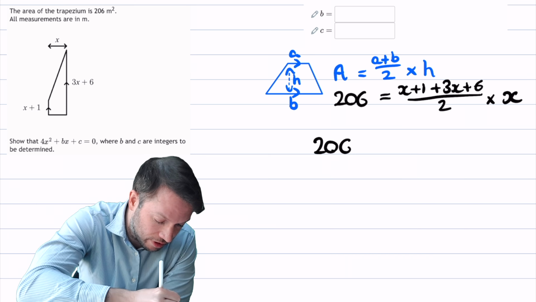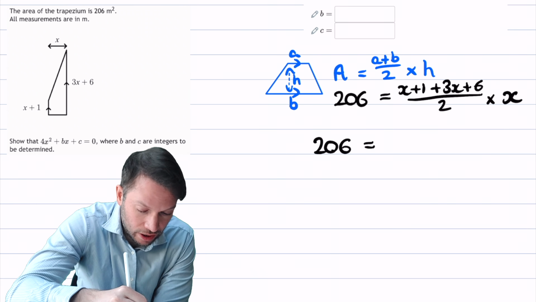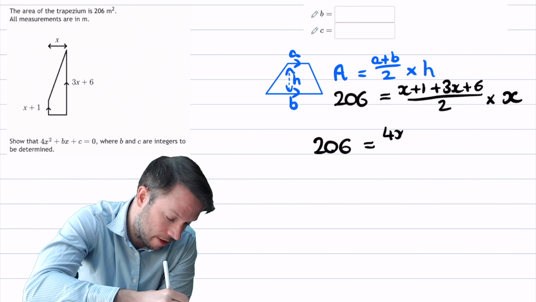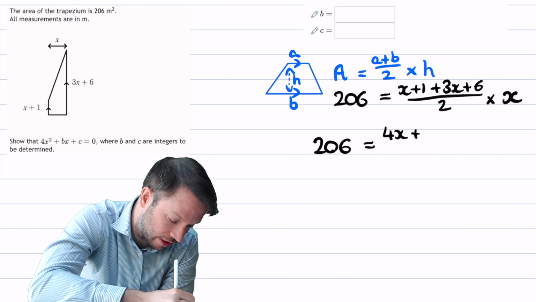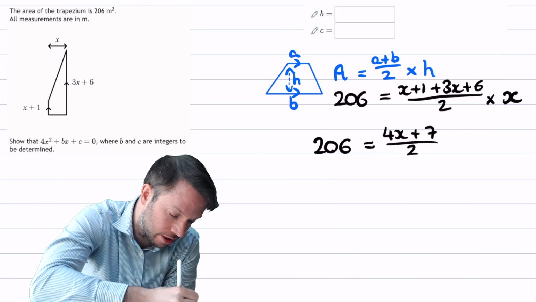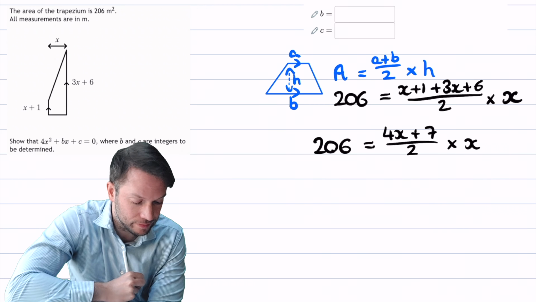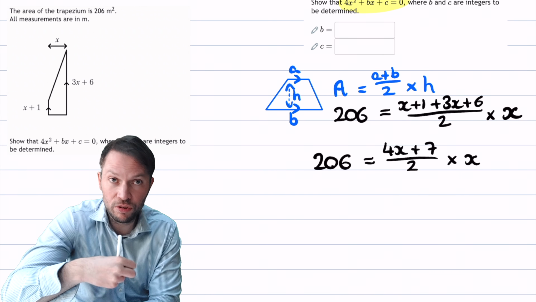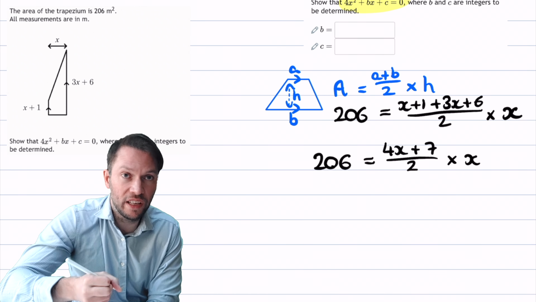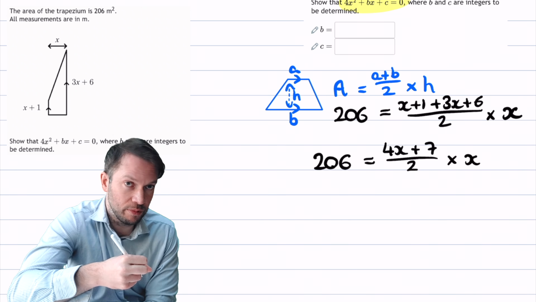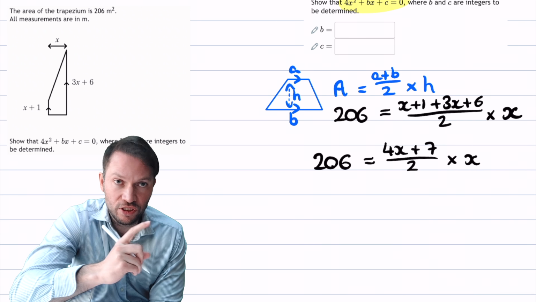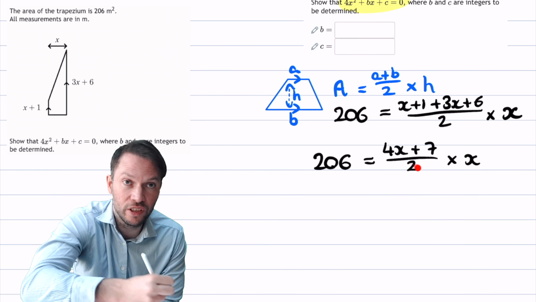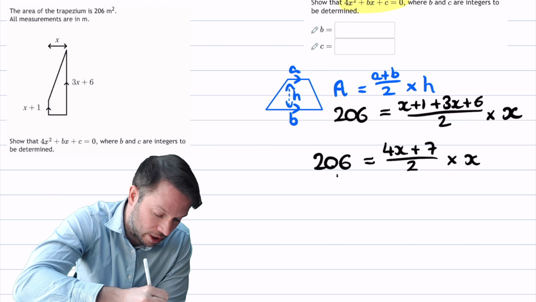Let's collect like terms at the top of that fraction. So we've got x plus 3x, which is 4x. And we've also got the 1 plus the 6, which is 7. It's divided by 2, and then we're timesing by x. Now, I don't like this over 2 here. And in general, I try to get rid of fractions in my equations as quick as possible. And the way to eliminate fractions from your equation is to multiply both sides of your equation by the denominator of your fraction. Now, the denominator here is 2. It's over 2. So I'm going to multiply both sides of the equation by 2.